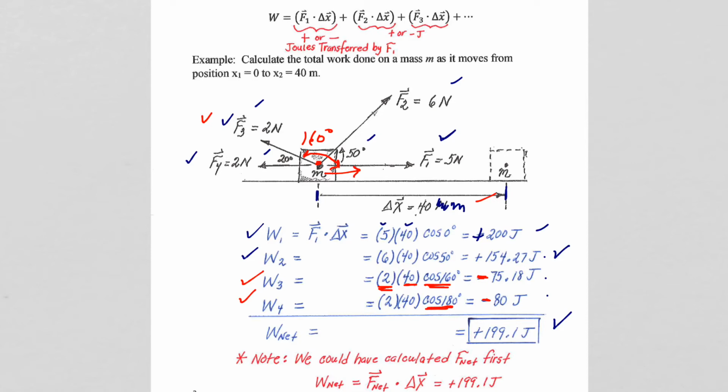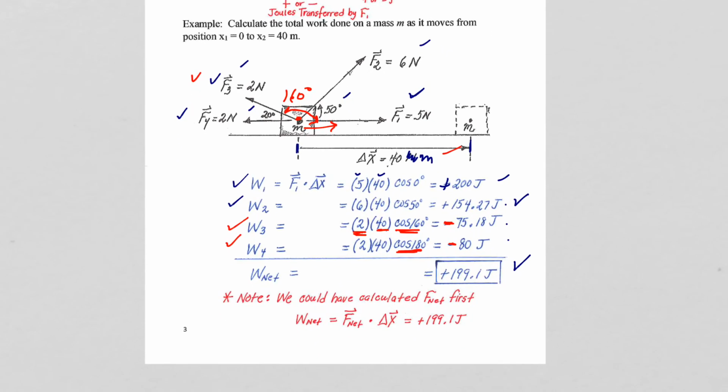This object is speeding up, and if I'm given individual forces, I normally like to calculate net work this way, so I have a clear understanding of what the individual forces were doing during the process and where the energy transfer was really coming from.